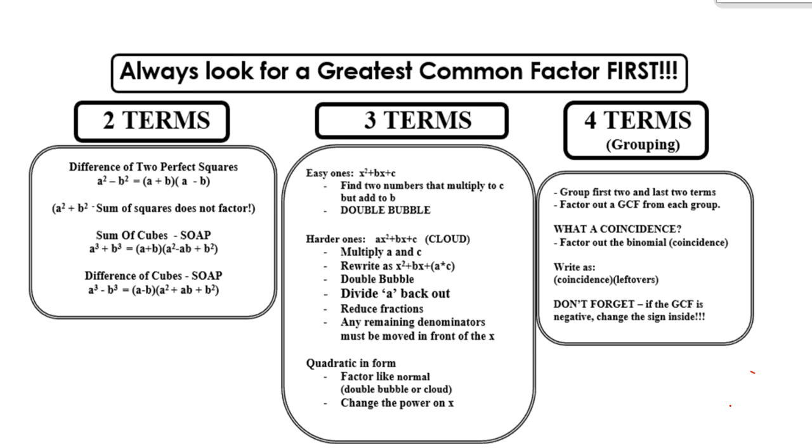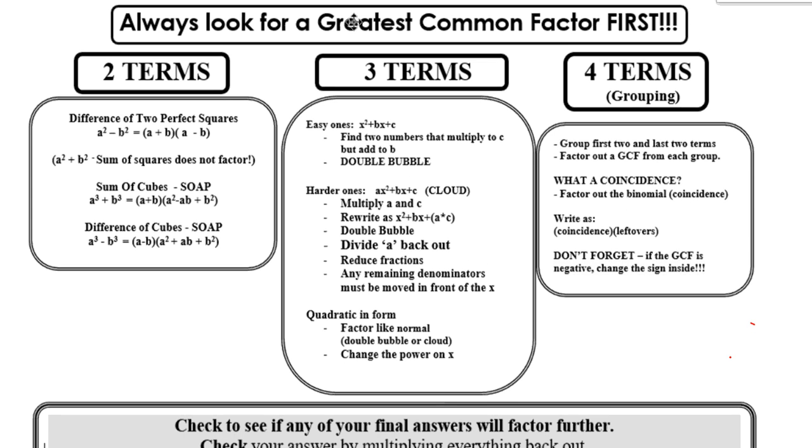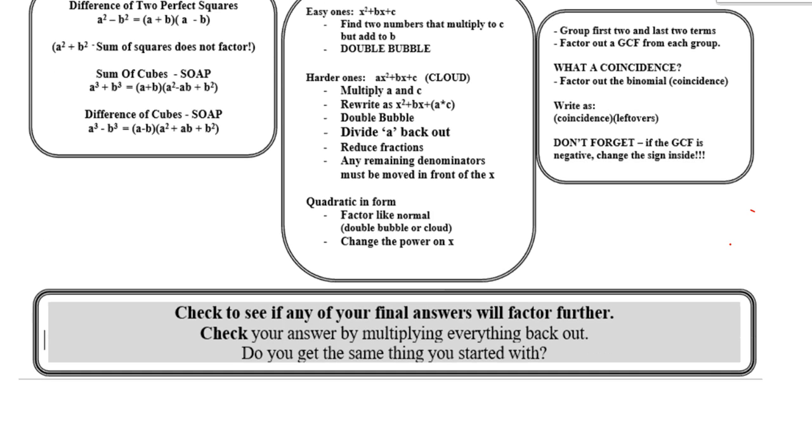Okay, here's a couple more examples for you. Again, it's the same template, same steps to follow. Always look for the GCF first. Count the number of terms, 2, 3, and 4 terms. Try each one of these. Formulas are given there. And then, of course, the last step is always super important. Make sure you check to see if it factors out any further.